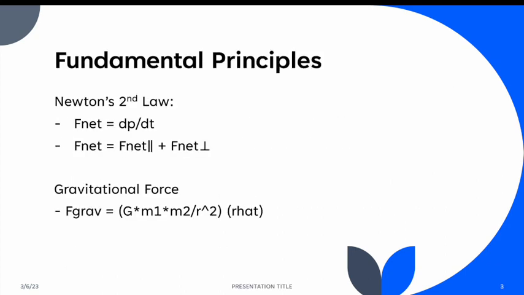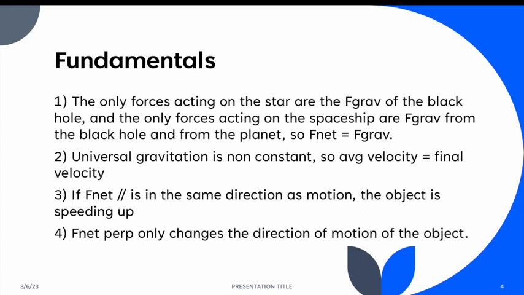So some fundamental principles: we know that Newton's second law says net force equals the changing momentum over changing time, and that the net force equals the parallel component of the net force plus the perpendicular component of the net force. Also, we have Newton's gravitational force law, which says that the gravitational force equals the gravitational constant times both masses divided by r squared times r hat, which only gives direction. Also, the only force acting on the star is the gravitational force of the black hole, and the only forces acting on the spaceship are the gravitational forces from the black hole and from this planet. So the net force acting in this problem is only gravitational force.